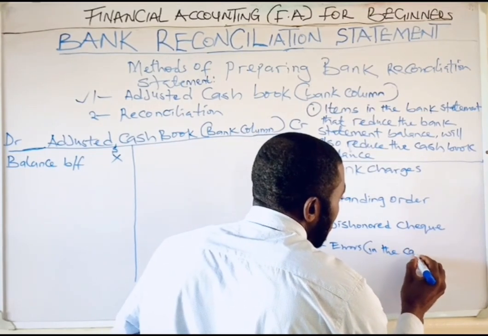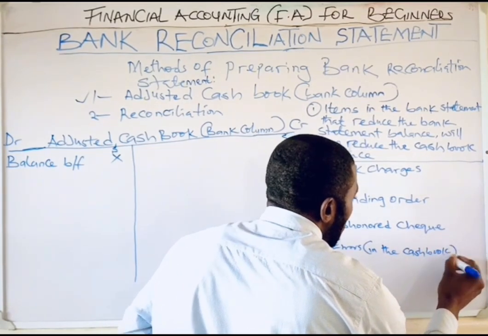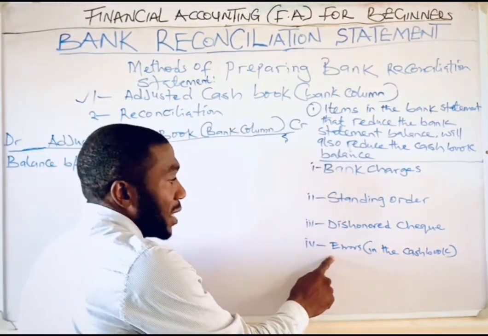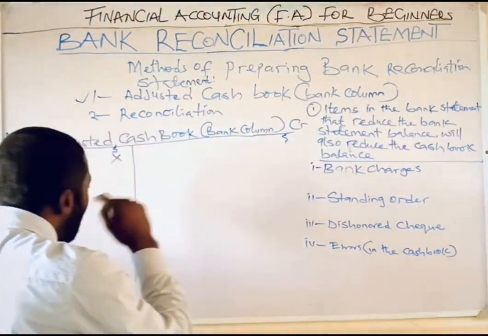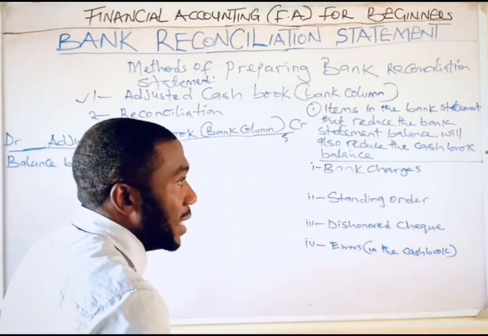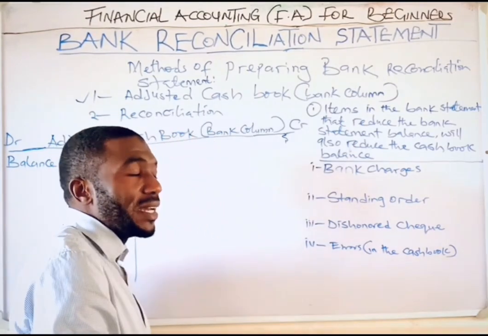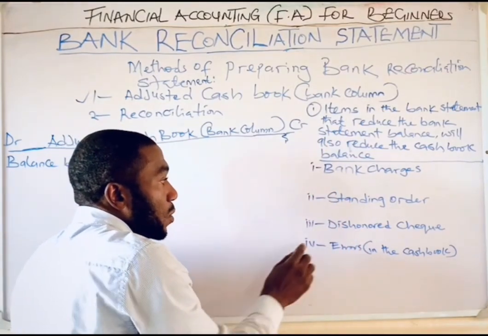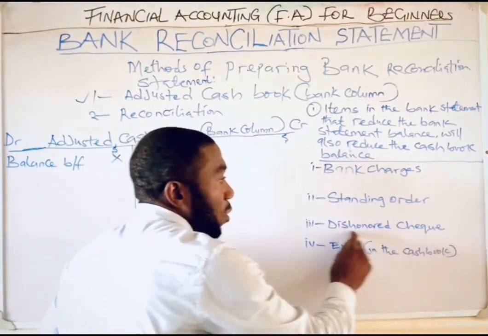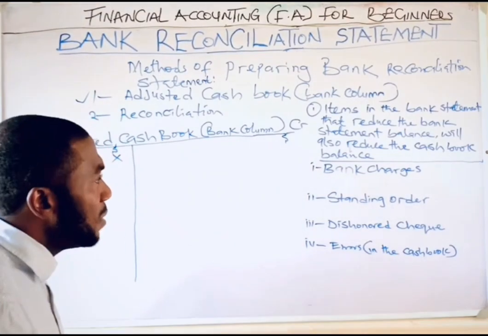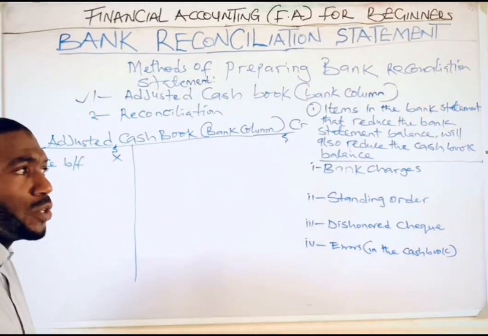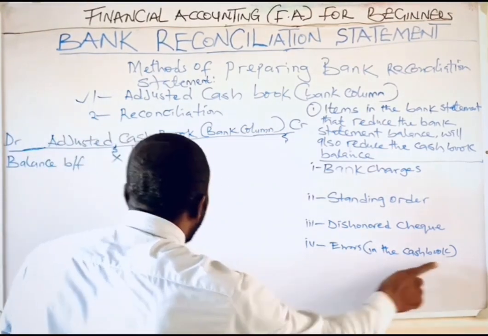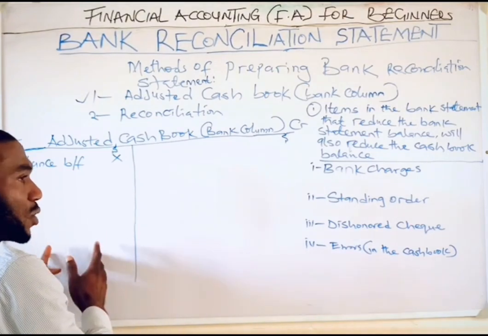Errors in the cash book. So these items are not in the cash book. It is only error in the cash book that will be corrected in the cash book. An error in the bank statement will be corrected in the bank statement. That is, all these items are not in the cash book, with the exception of error. I hope you're getting it. If it is bank statement, the errors in the bank statement will be used to correct our bank statement. In the cash book, the error in the cash book will be used to correct or adjust our cash book.